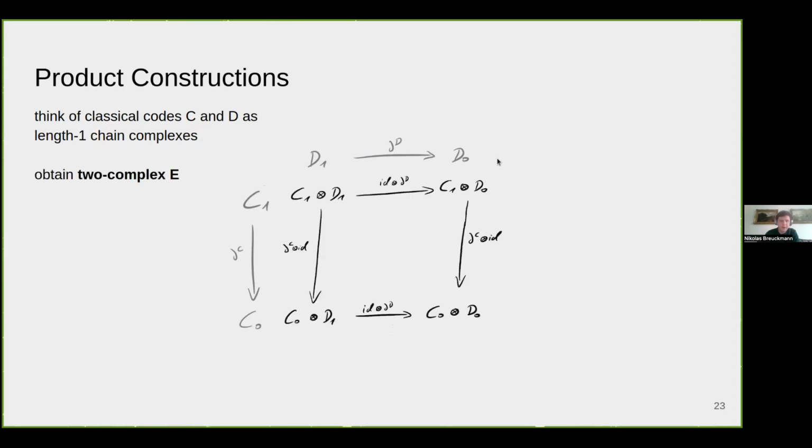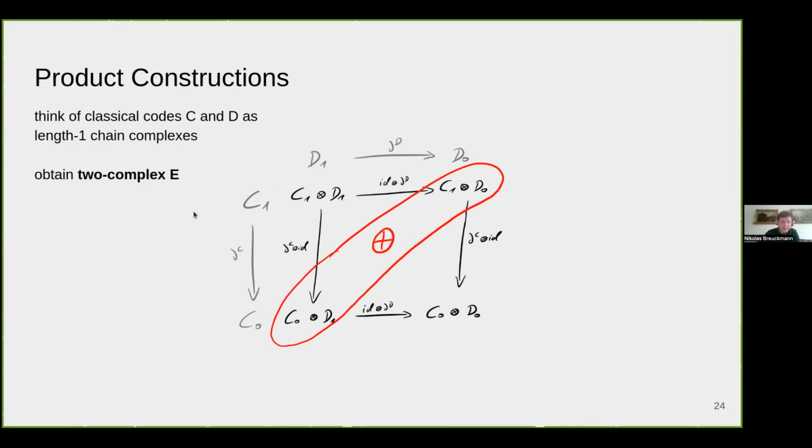Then we can define what's called a 2 complex, which I will call E, and this is simply given by taking all pairs of chains and taking the normal tensor product. And immediately we obtain natural maps between these tensor product spaces just by applying the boundary operators. We can apply the boundary operator of C and map from C1 tensor D1 into C0 tensor D1. This way we obtain this diagram.